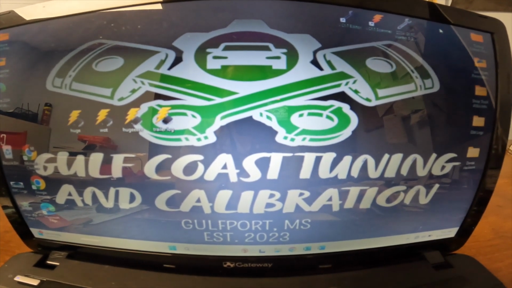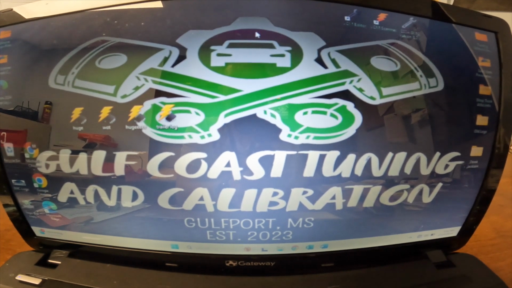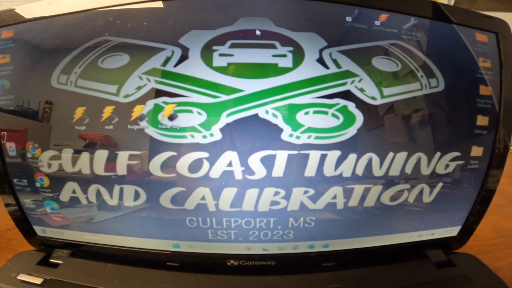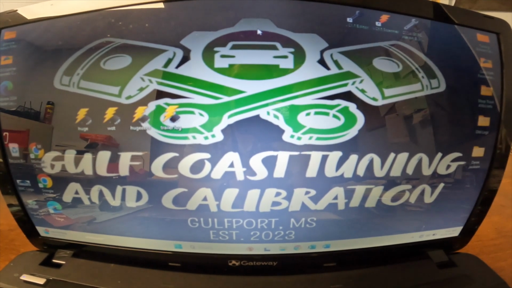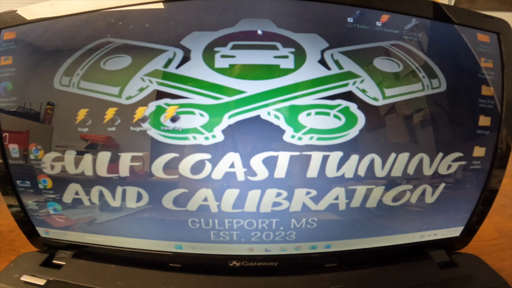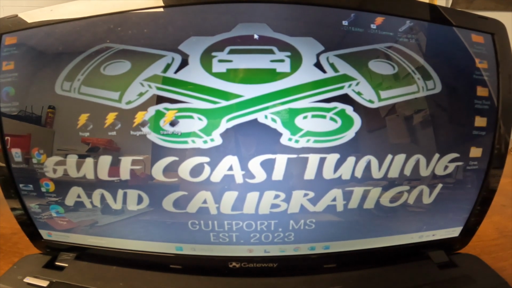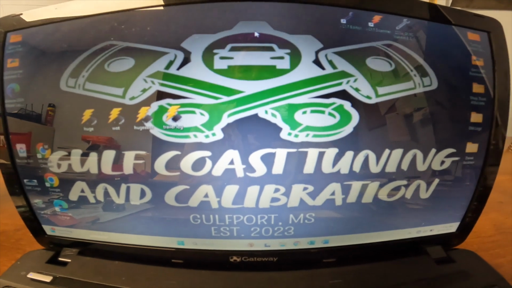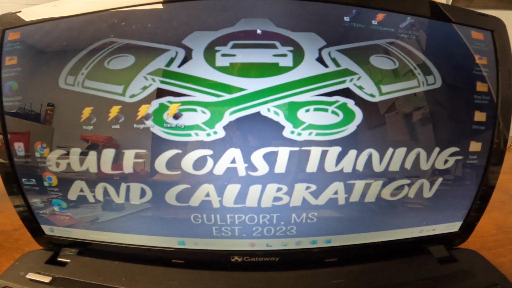Right, so I've been getting a lot of questions from people wanting to know if a speed density tune will yield them any more power versus the traditional mass airflow tune, or the blended tune, as a lot of people like to call it, where you have the VE table being referenced as well as the mass airflow table.